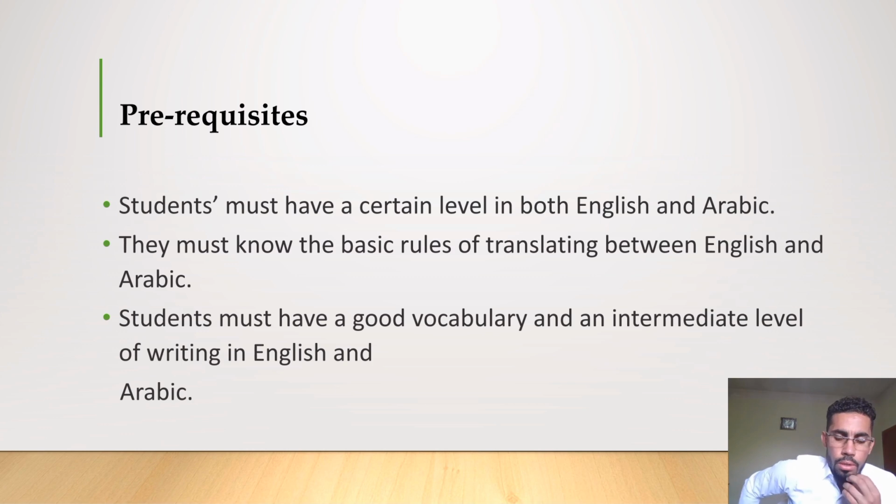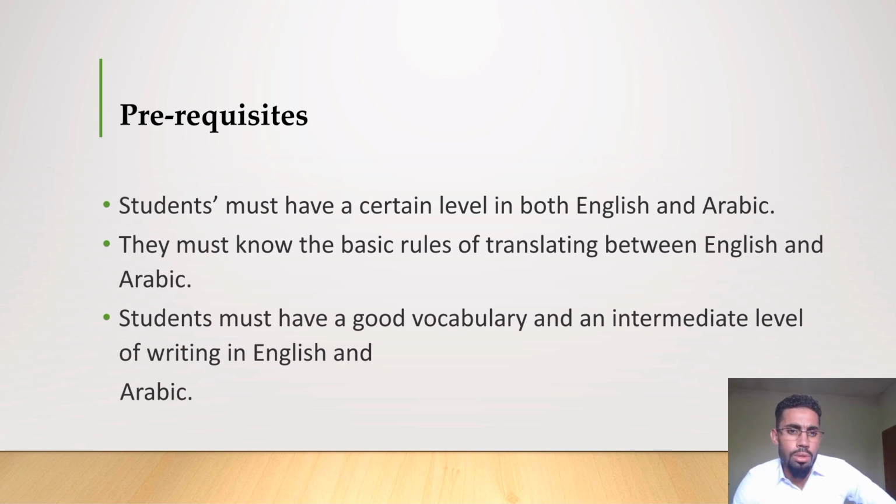The prerequisites. What students are required to know before they enroll in these schools? They need to have a certain level in both English and Arabic. They also must know the basic rules of translating between English and Arabic. For example, in Arabic, you should start with the verb. In English, the sentence generally starts with the noun.